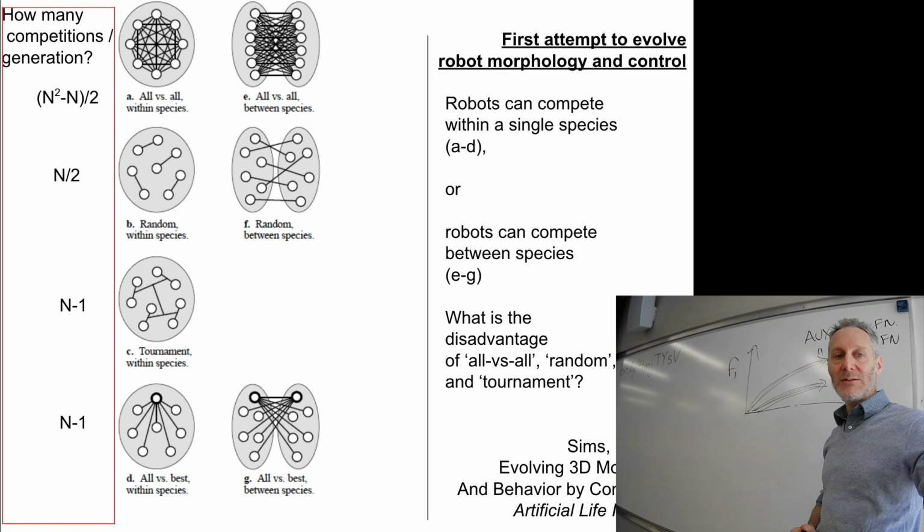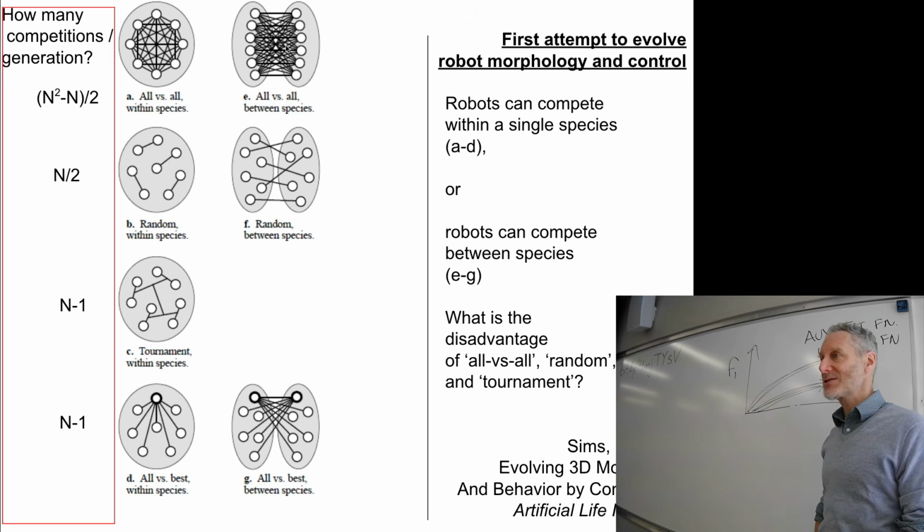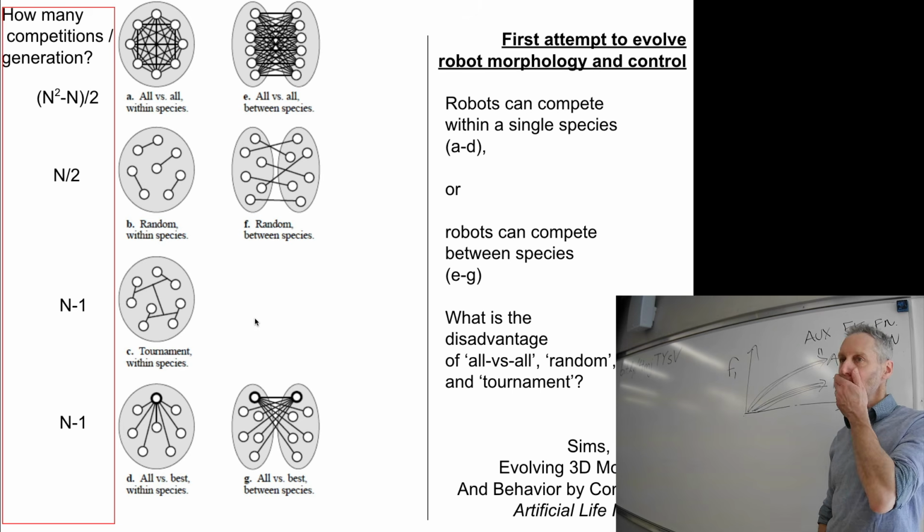We can compete every individual in population 1 against every individual in population 2, which is n. And then we evaluate every individual in the other population against every individual in the first population. You can see from this huge mass of lines that all versus all in this co-evolutionary setup is also very computationally expensive. We can do random with 2 populations, and we can also do all versus best between these 2 populations or species. Why is tournament missing in the co-evolutionary setup?